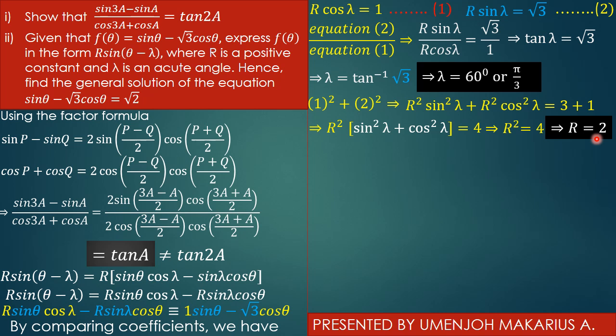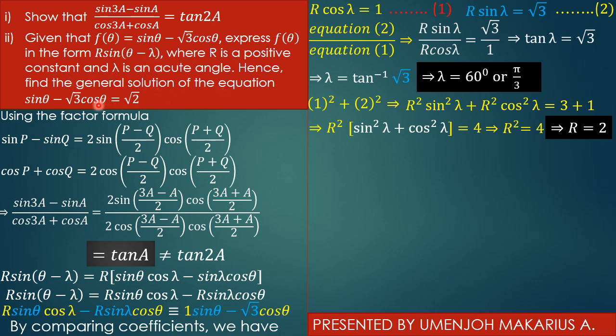Under normal circumstances, our r ought to have been plus or minus 2. But since the equation already told us that r is a positive constant, r equal to negative 2 is not a solution to this problem. Under normal circumstances, like I said, this ought to have been plus or minus 2, but since r is a positive constant, we will not take r equal to negative 2. We will rather take r to be 2 only.